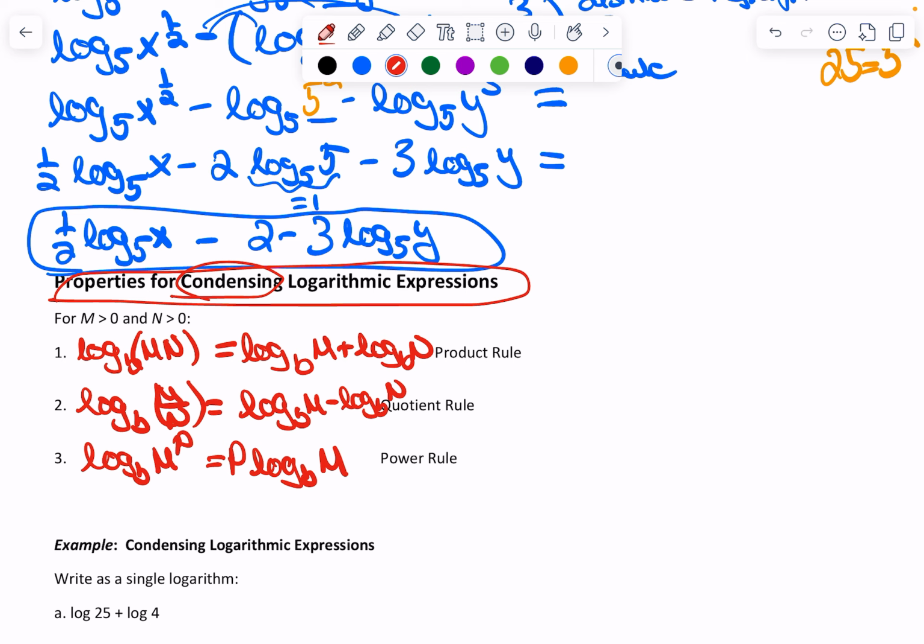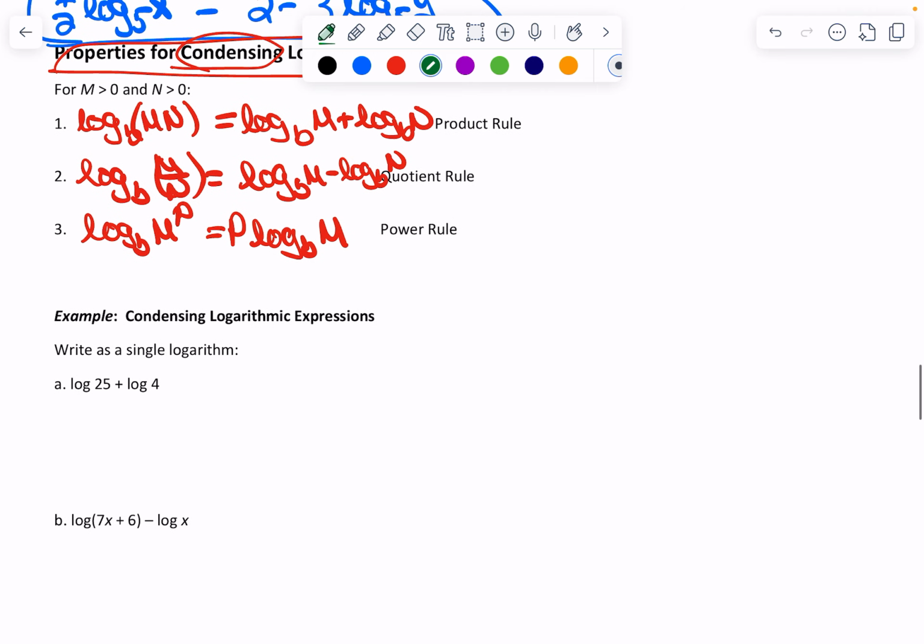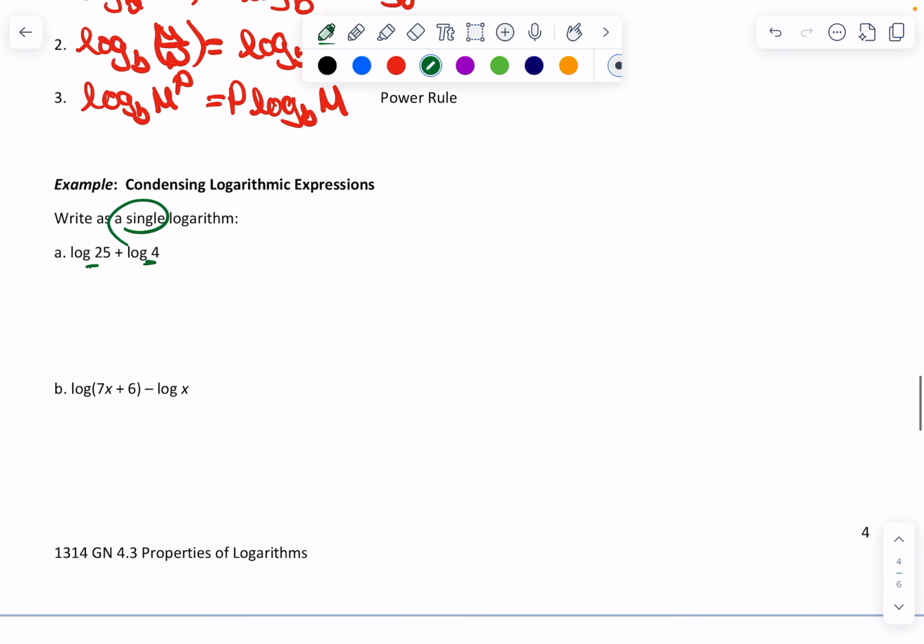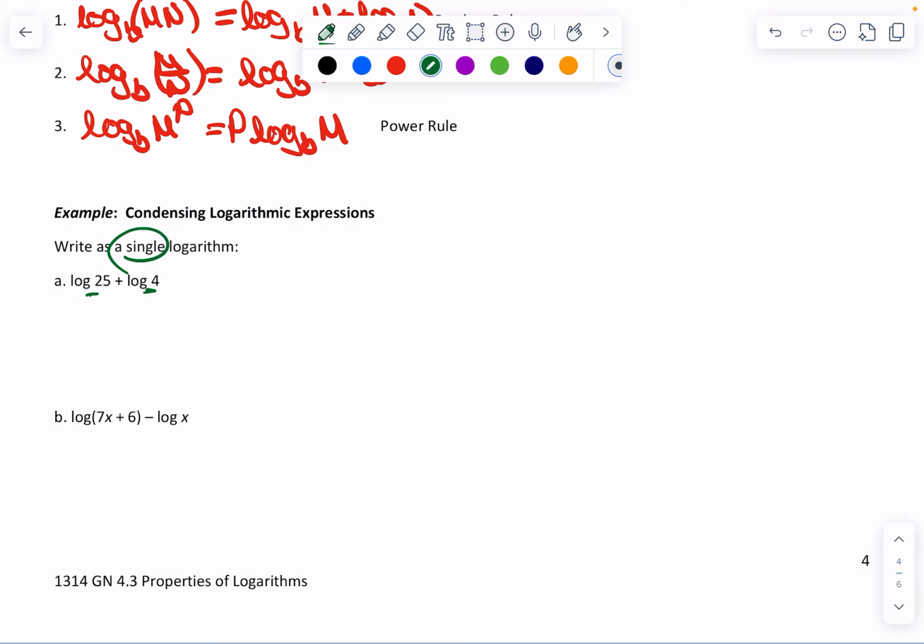Okay, so here's our first example where we need to write it as a single log. One thing we have to check before we do anything else is that they are the same bases. So if you look at these, yes, they are. It is a base 10.